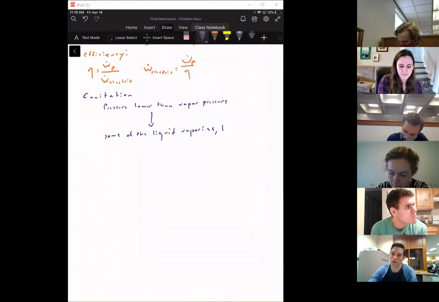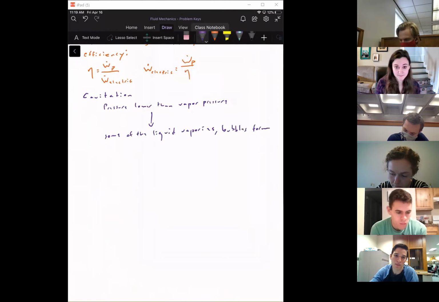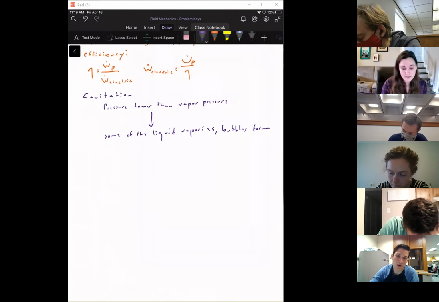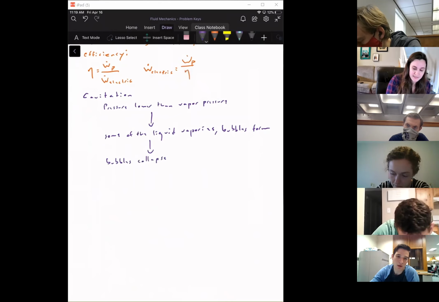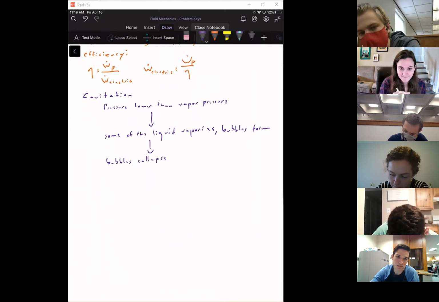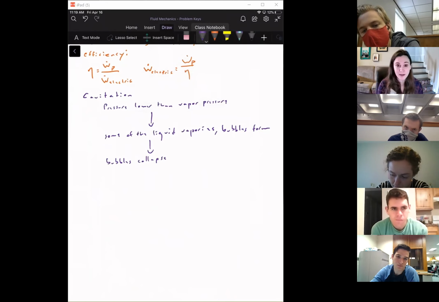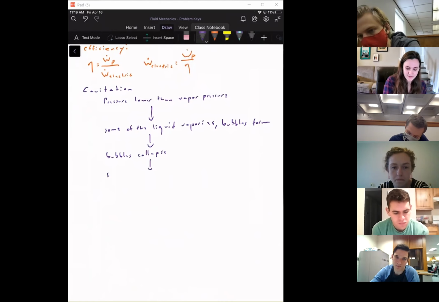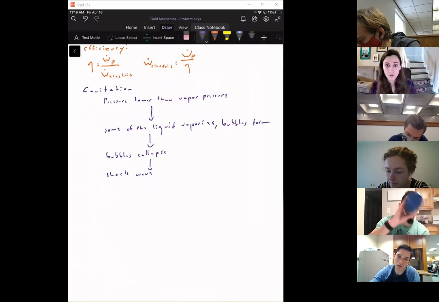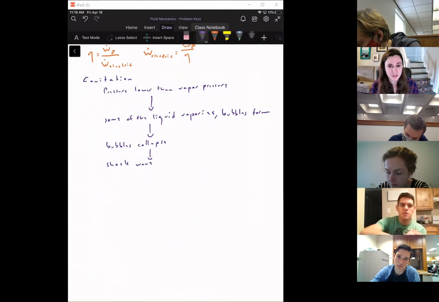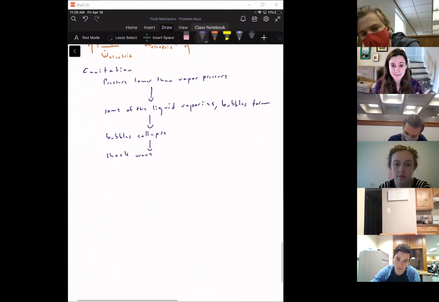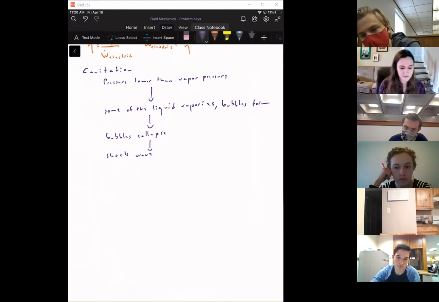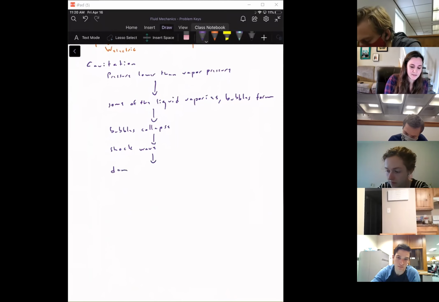And if some of the liquid is vaporizing, bubbles form. So now there are bubbles inside our liquid, and then the bubbles collapse. Basically, any increase in pressure or disturbance will make the bubbles collapse. And when the bubbles collapse, that creates a shock wave going through the liquid. We did not talk about shock waves in the compressible flow unit. If you are interested in shock waves, there's some stuff in the book in the compressible flow chapter. But just know a shock wave can happen when the bubbles collapse, which means there's a wave of changing pressure. And the shock wave damages equipment.